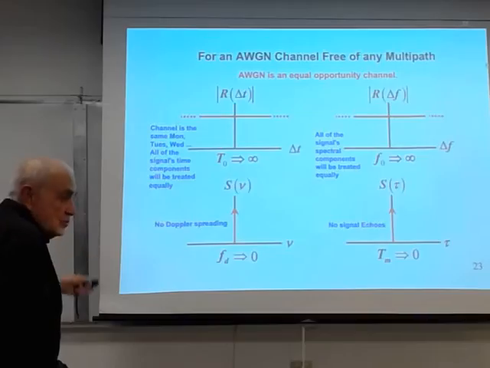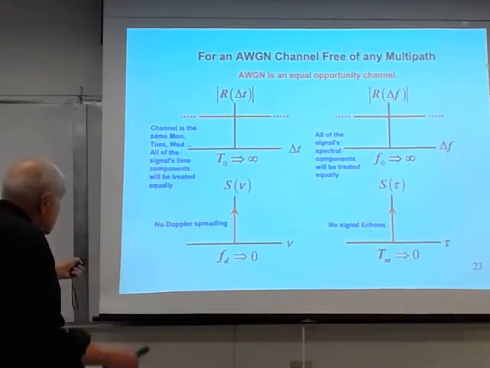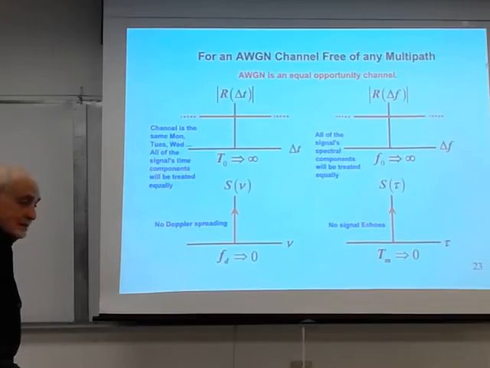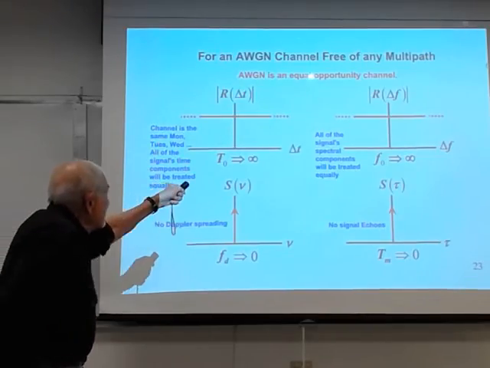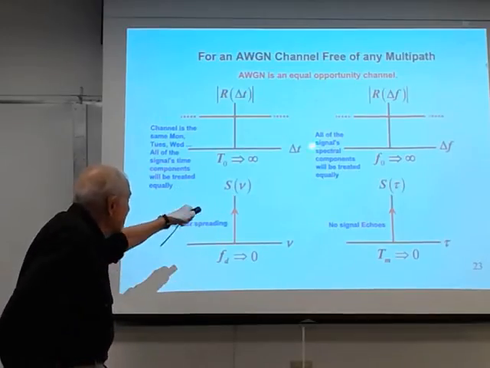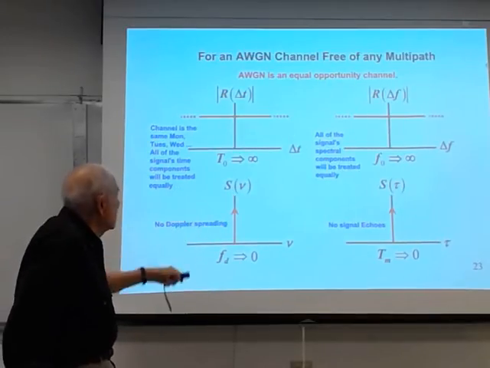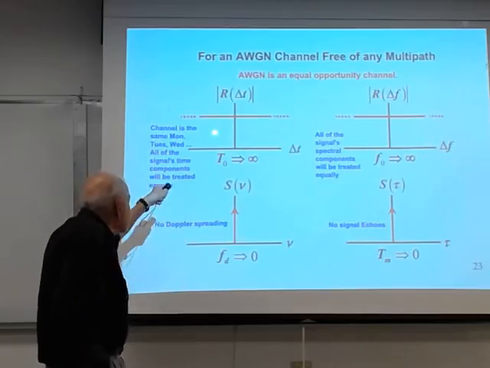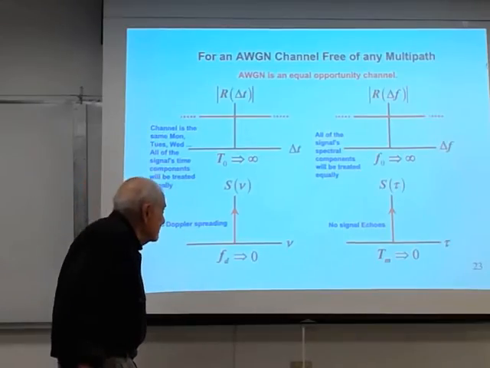So as time goes on, and it's only because you're moving, everything always looks like the same components if there is no multipath. I call this an equal opportunity channel. All of the signal's spectral components are going to be treated equally. All of the signal's time components are going to be treated equally.